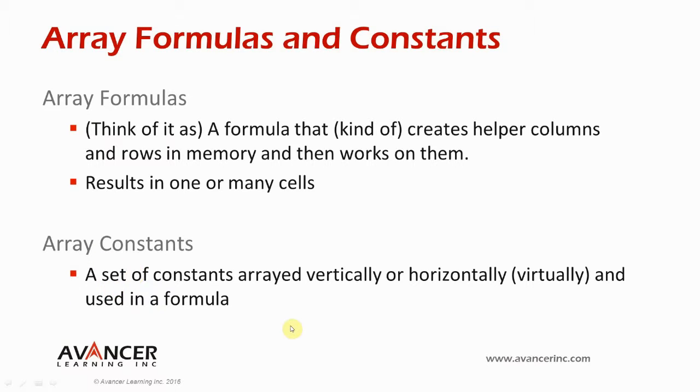Before we take a look at that, let's also understand what an array constant is. Just like you had the helper column, an array constant is a column or an array of cells that contain constants. And again, they are arrayed either vertically or horizontally. So you could have a vertical array constant or a horizontal array constant. Remember, these are virtual. They don't exist on the spreadsheet. They are in memory. In this brief video, we're simply going to take one example of creating an array formula, and the example is exactly the same one that I showed you just now, where we used a helper column.